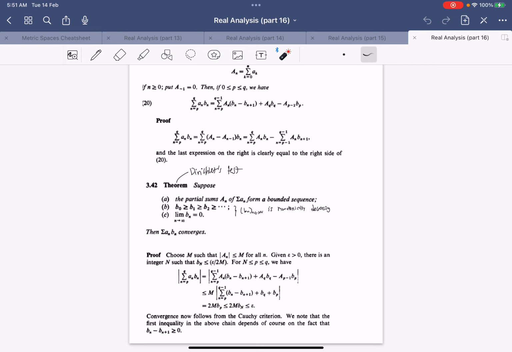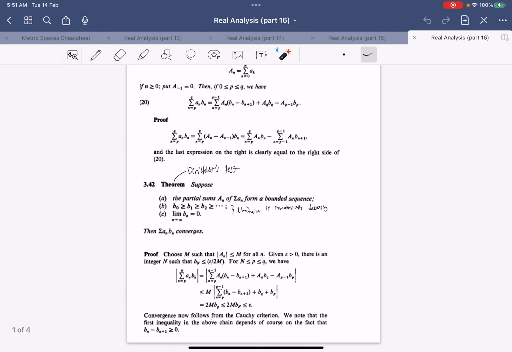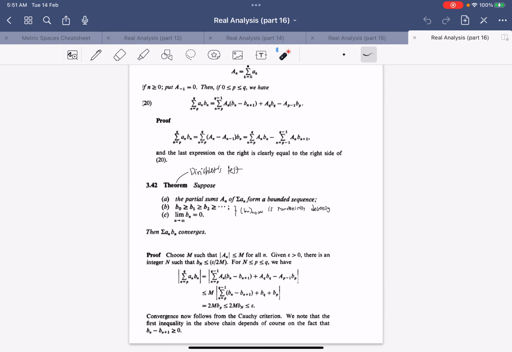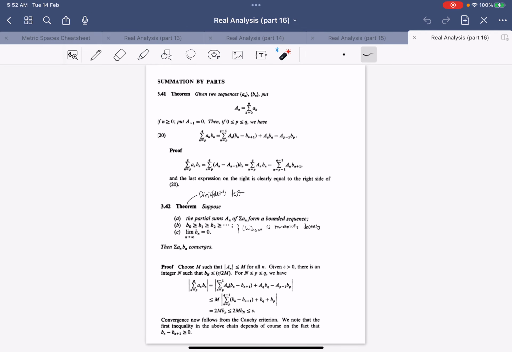And the reason for that is because you can just expand this out and you see that you can cancel out the terms, and then what you're left with is 2 times b_p. And so, because this is a telescoping sum, and because b_p is less than epsilon over 2M, it will be less than epsilon. And so the convergence follows from the Cauchy criterion for convergence. And so we're done. And this proves when a convolution product can converge.